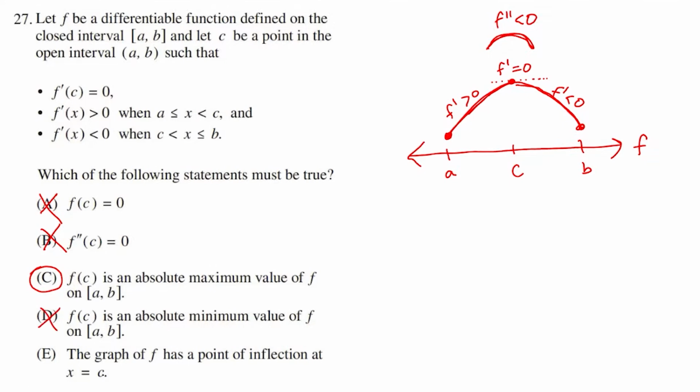And finally, E says the graph of f has a point of inflection at x equals c. A point of inflection is where the concavity changes, and we can see that the concavity definitely does not change at c. So the correct answer to 27 is C.